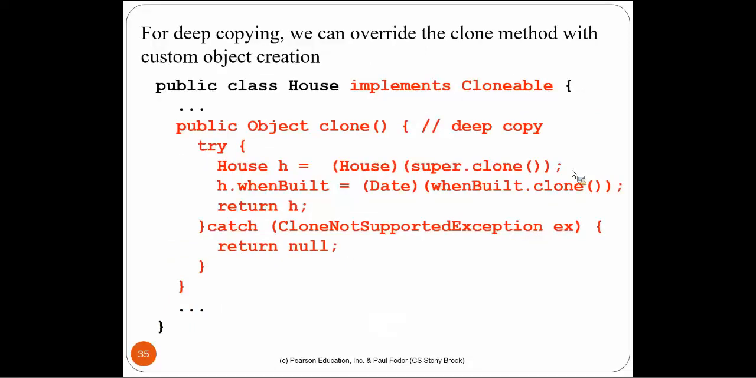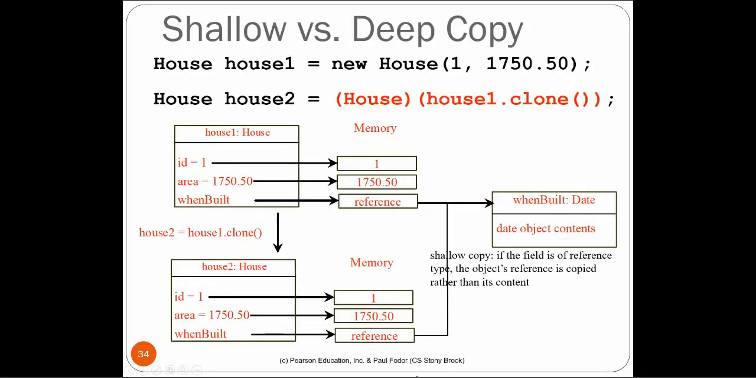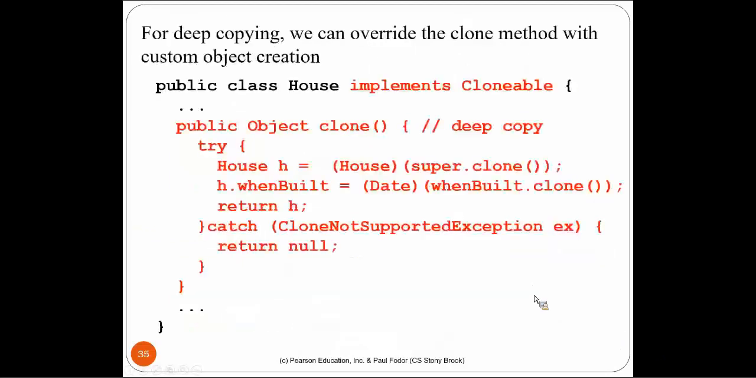If we want a deep copy, we would create a clone, but then for every reference type data field, we would clone those data fields as well. So it will create separate copies of the date and redirect the reference data fields to these new dates. So in this example, the clone method, this is a deep copy example, creates a clone of the original house, but then redirects the house age when built to a clone of the date. And you should do that for all of the data fields that are reference types. That means that they are objects or arrays. You shouldn't do it for primitive type data fields, because those are actually copies. The reference data fields are actually aliases to the actual object in memory.